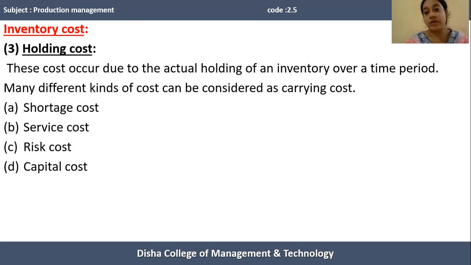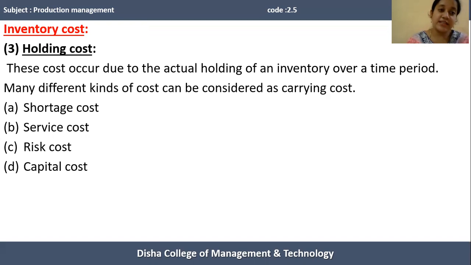Generally, for storing items or certain inventories, the organization or the firm is required to pay the rent of warehouses, the firm is required to pay the salary to the storekeepers, and the firm is required to pay certain amount to other personnel who maintain the records of the storehouses. These costs come under the holding cost.